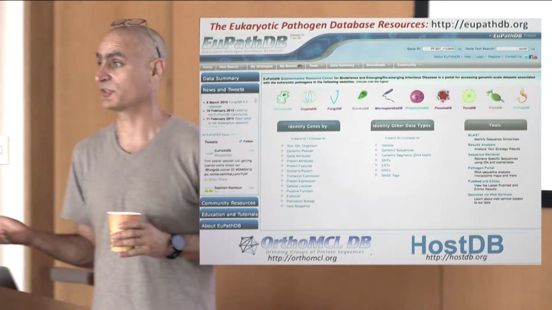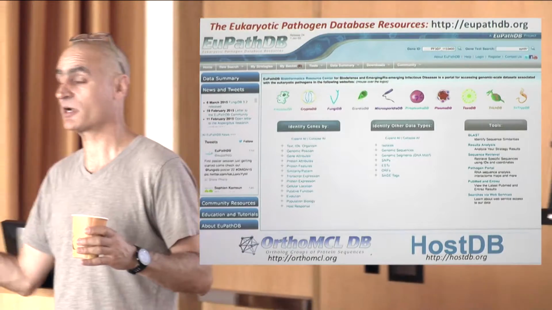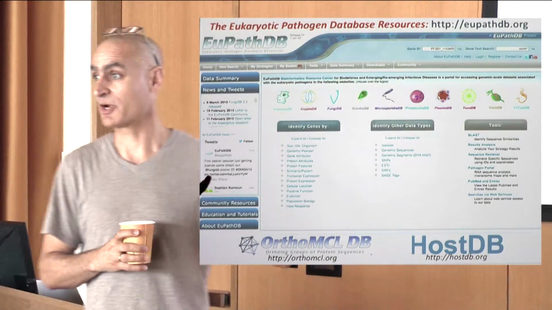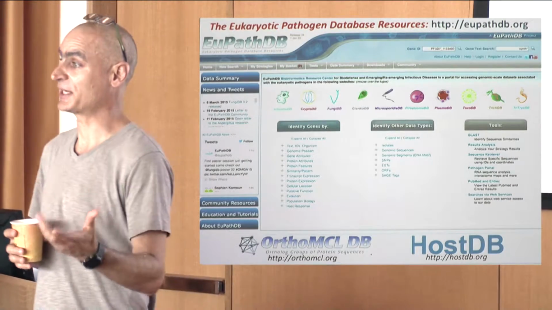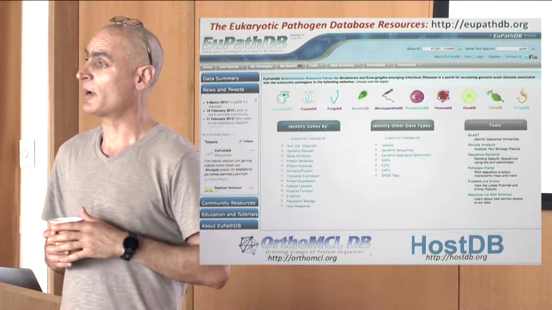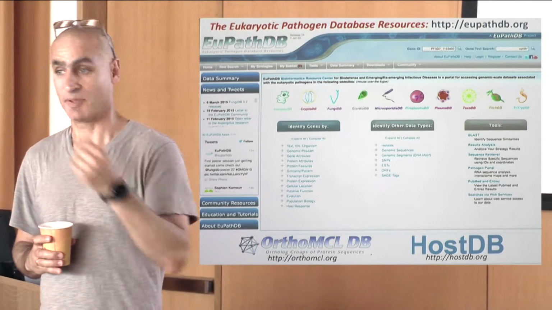as eukaryotic pathogens. We're all familiar with the difference between a eukaryote and a prokaryote, and a virus, obviously. Eukaryotic pathogens are basically eukaryotes that are actually pathogenic, so things that can cause disease in humans and animals. And there are many of them, unfortunately.